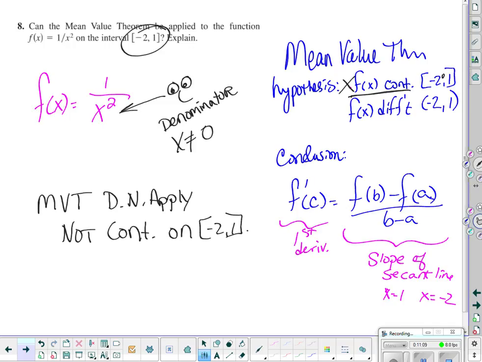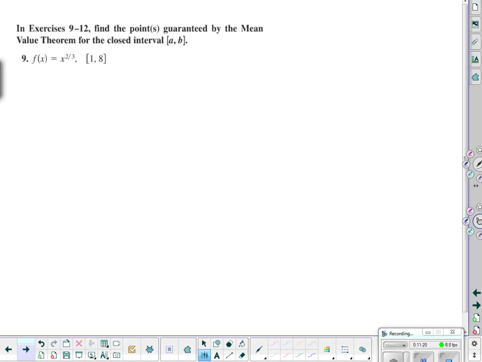So be ready to substantiate why it doesn't apply. Don't just say it doesn't apply. There has to be an obvious reason why it doesn't apply. One of those two would be it. Is it continuous? Is it differentiable? Okay, number 8. Find the points guaranteed by the mean value theorem for the closed interval.